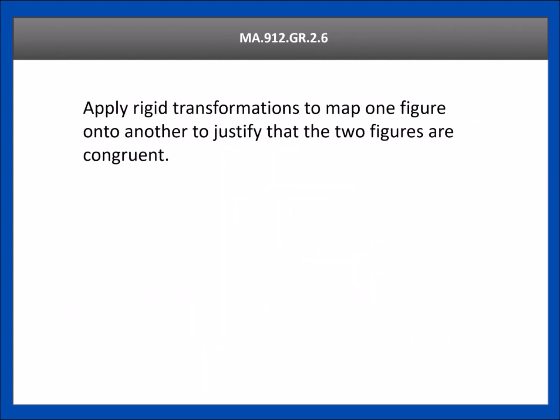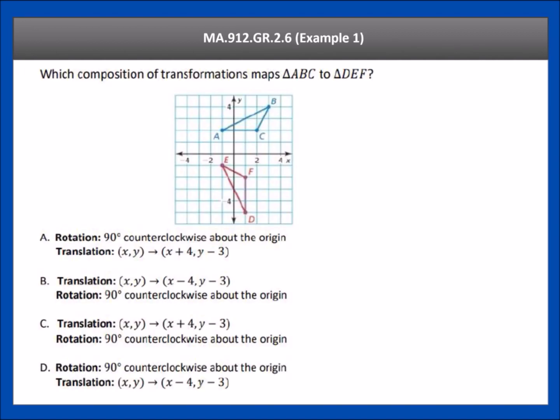All right, so let's look at the next topic, benchmark. Apply rigid transformations to map one figure onto another to justify that the two figures are congruent. So you're going to apply the transformation just to see that they map onto each other. Okay, so which composition of transformations maps triangle ABC to triangle DEF?